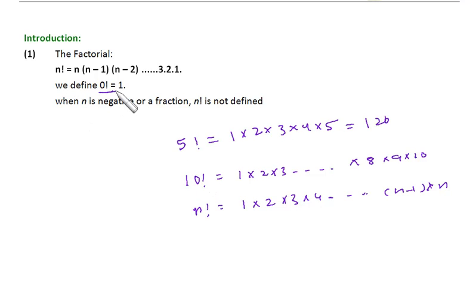Now we define 0 factorial as 1, and n factorial is not defined for negatives or fractions, right? That means n has to be a positive integer, or we can say a natural number, right? So factorial is defined only for positive integers, and 0 factorial is 1, that you have to keep in your mind, right?